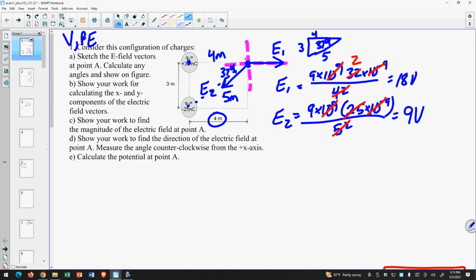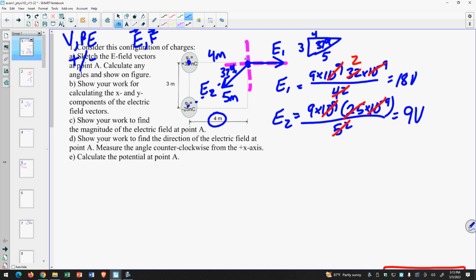So V and PE, use the plus or minus signs. E and F, those are vector quantities, so do not use the signs. And you'll see in the equation sheet that there are absolute value bars around Q. That's to remind you that you don't use the signs.